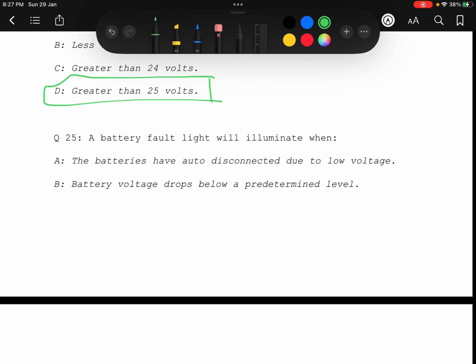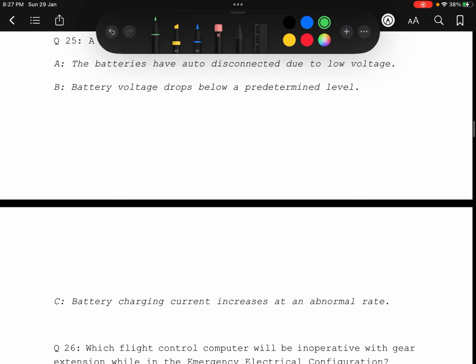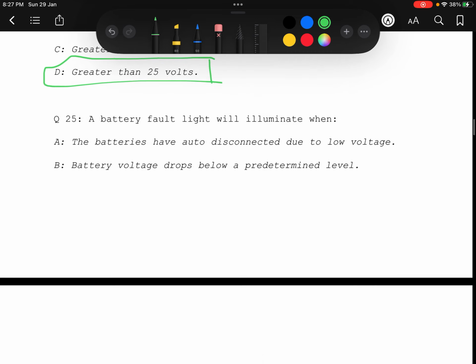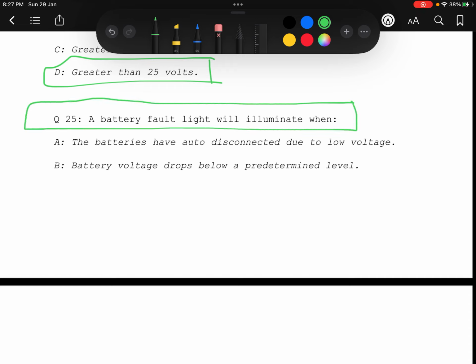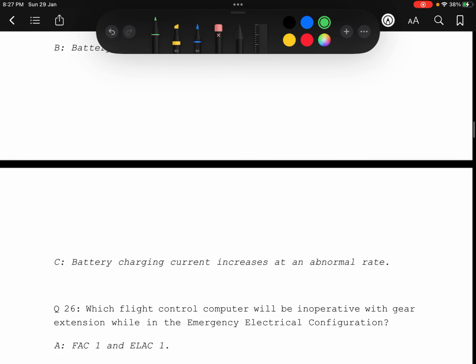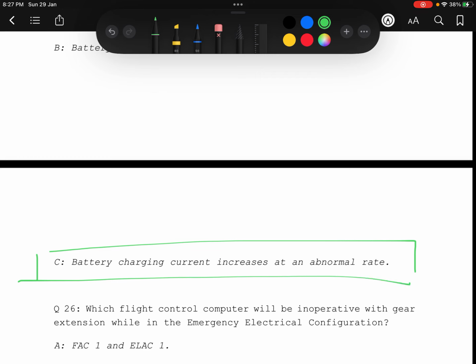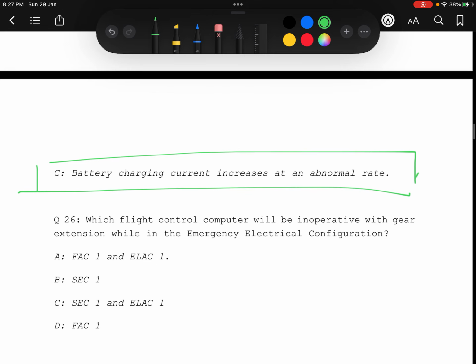The battery fault light will illuminate whenever the battery charge limiter senses that the rate has increased abnormally. You will find it easily in the controls and indicators of this chapter. You go to the battery fault light, and you will see it is when the battery charge limiter finds that the battery charging current increases at an abnormal rate.